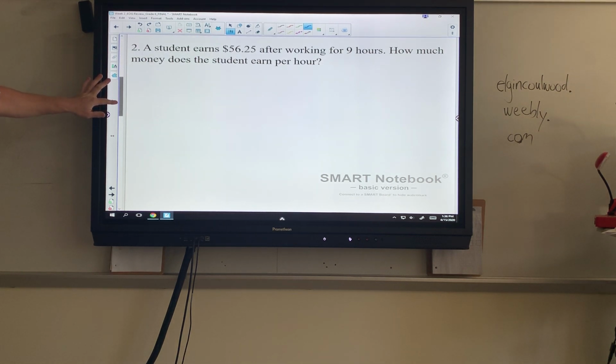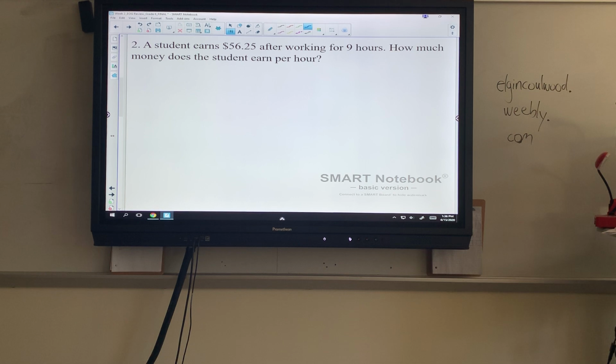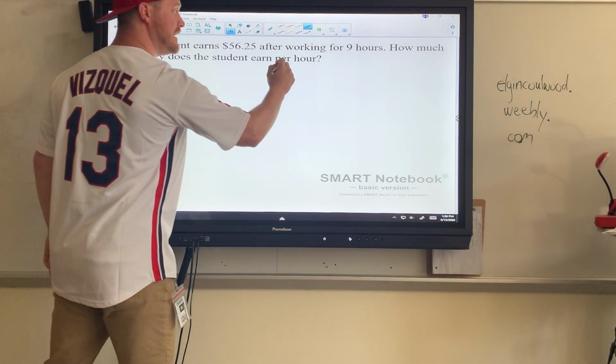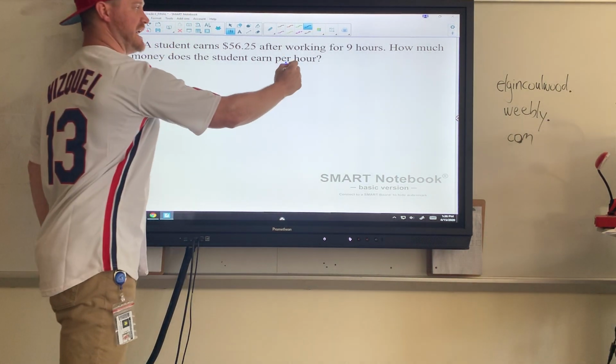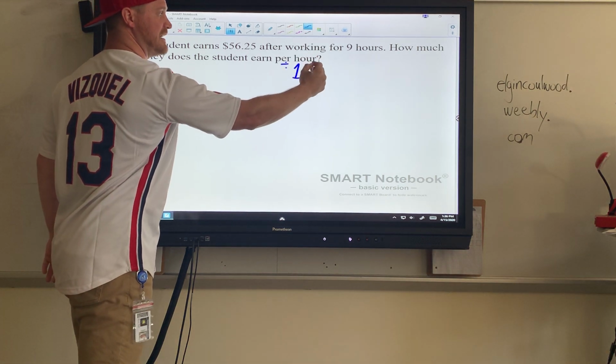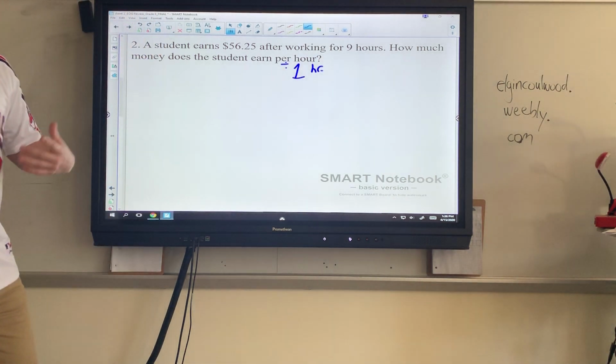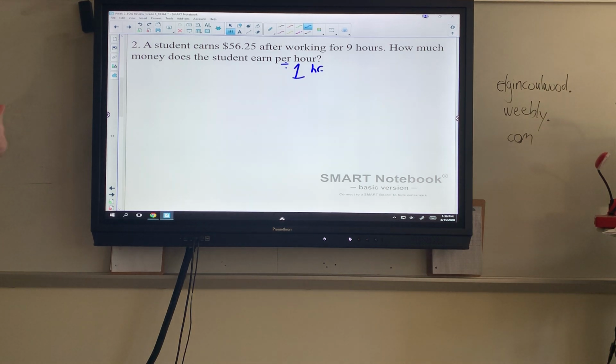Number 2, a student earns $56.25 after working for 9 hours. How much money does this student earn per hour? This per hour lets us know this is a unit rate problem, which means we got to get it down to just 1 hour. Remember, there's no s there. So we're looking for something singular. Whenever there's a singular vocabulary word, we know it's unit rate.